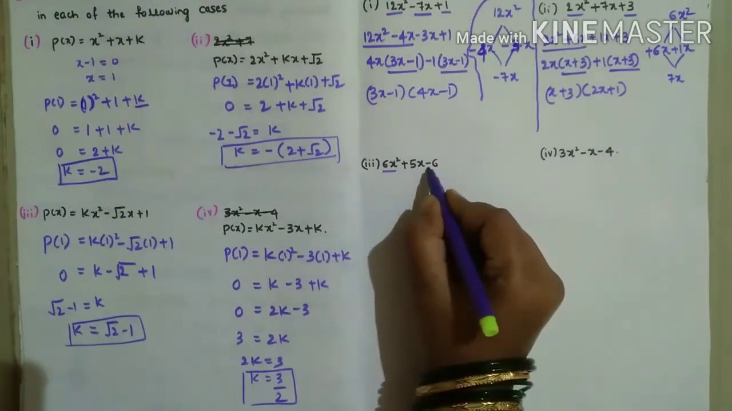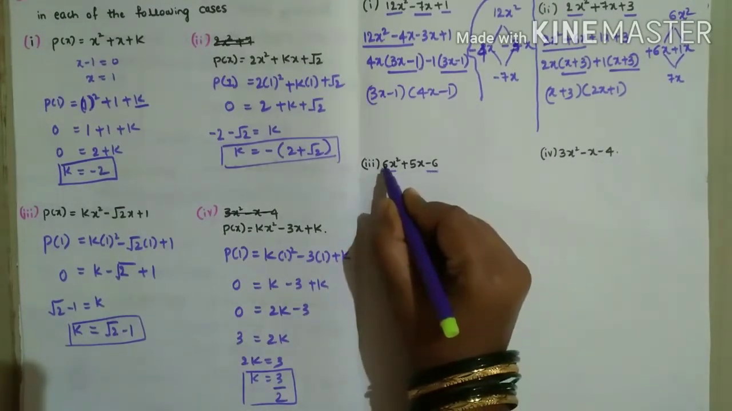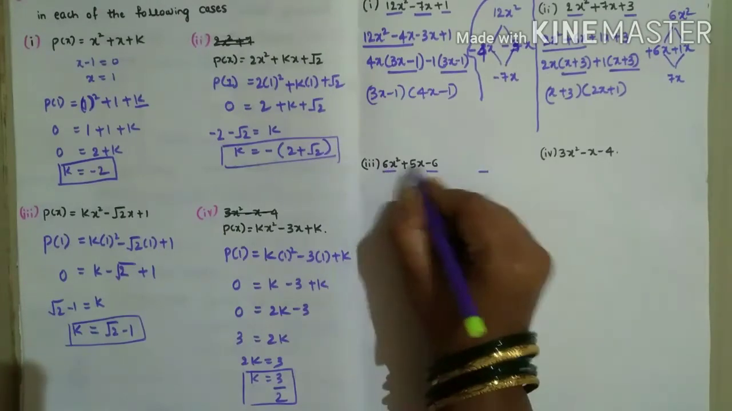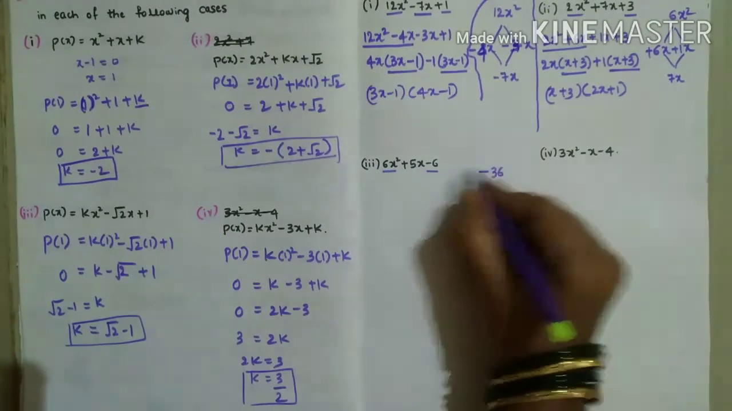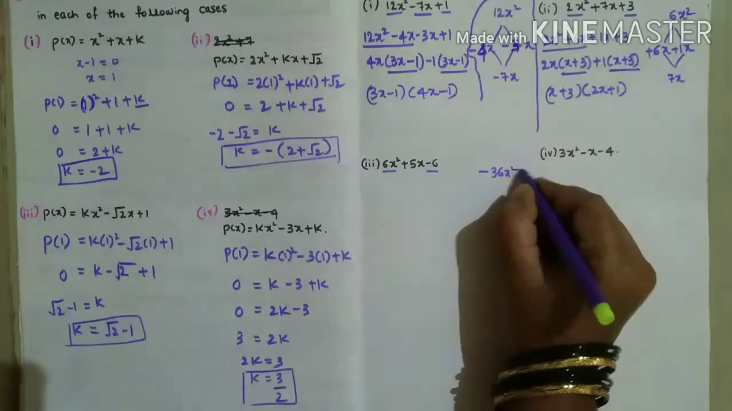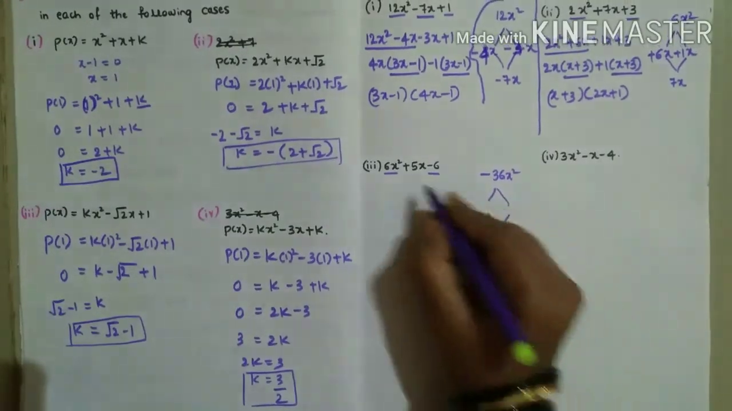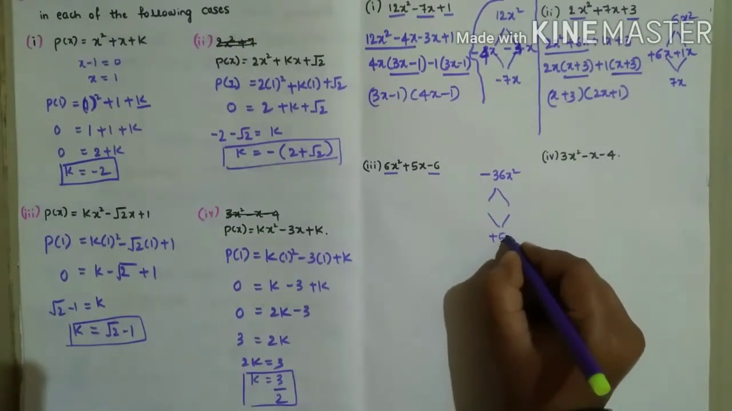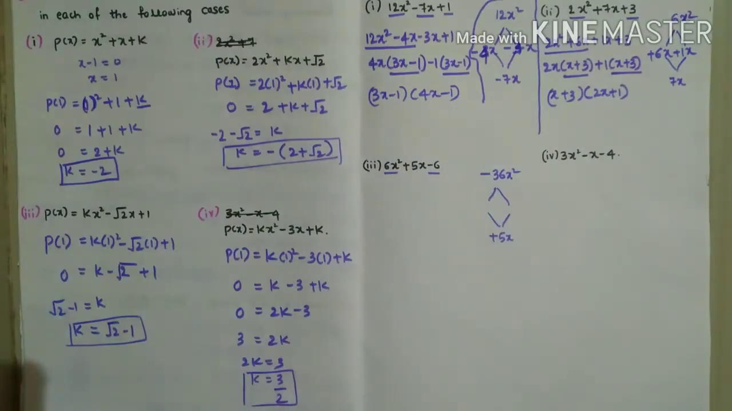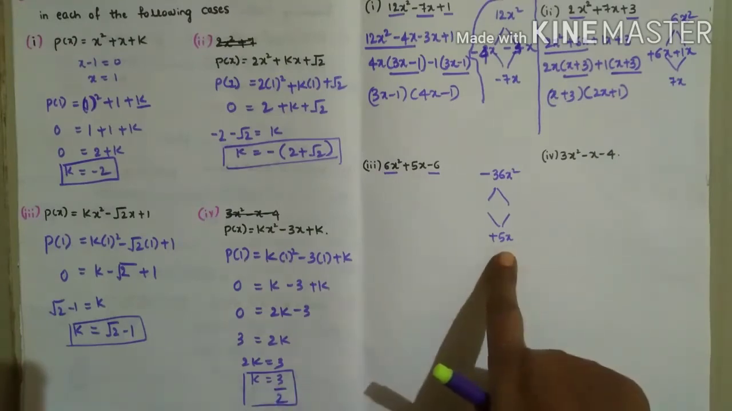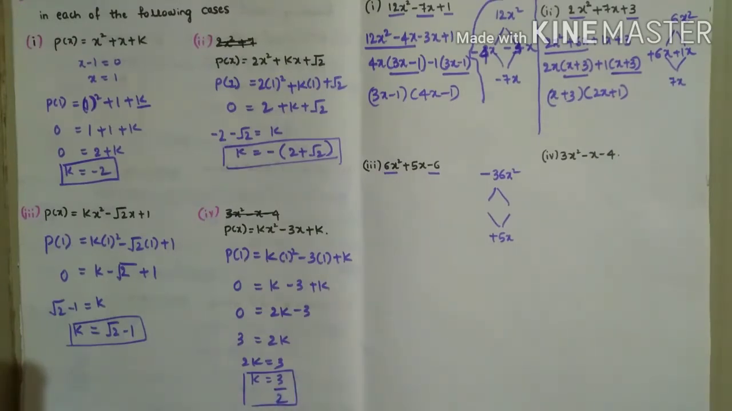6x square minus 6 is there. So you should multiply. Plus into minus is minus. 6 into 6 is 36 x square, and in the middle plus 5x. Which are the two numbers now? Minus 36. If you multiply any two numbers, you have to get minus 36x square. If you add or subtract, you have to get 5x. Which are the two numbers?